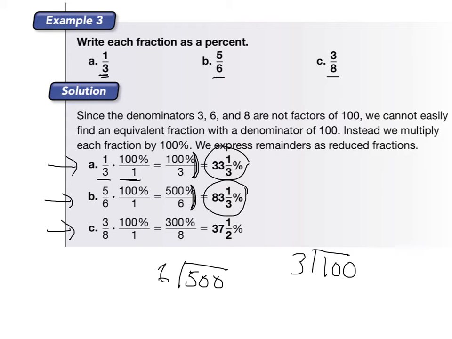Lastly, we have 3/8. Multiply again by 100 over 1. You get 300 over 8. Take the 300 and divide it out by 8, and you would get 37.5%. And again, this strategy works when you have a denominator that will not go evenly into 100.